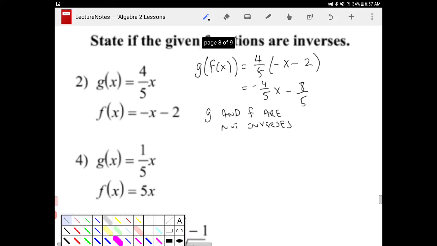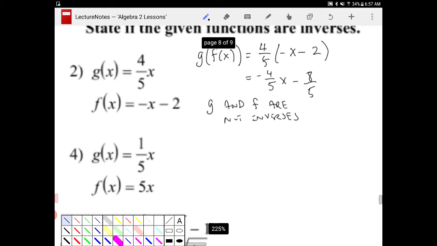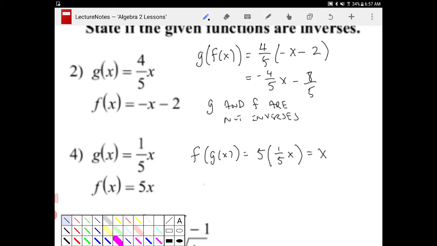All right, let's take a look at the next one. Very similar idea, so this one is a little more obvious. Let's do it in reverse. Let's do f of g. So f is 5x, but instead of writing x, I'm going to write 1/5 x. And from that, I can see that, yes, it does equal x. So yes, they are inverses.